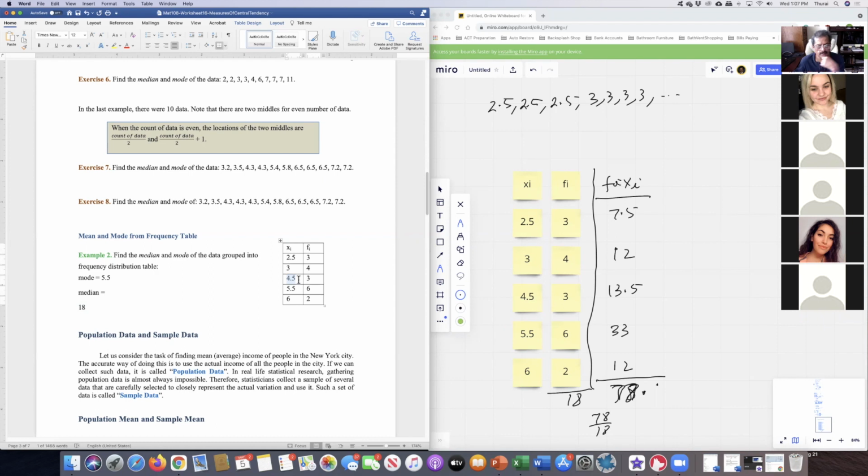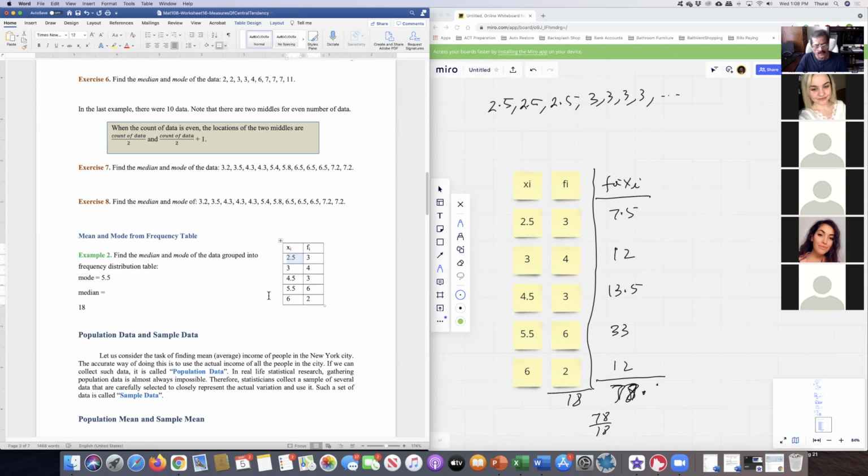Question, Professor. How would we know it's in order? They are in order, 2.5, 3, 4, 5. But sometimes when they're put out on a list, they're not. Oh, if they're not in order, then you have to rearrange them in order. To find median, you have to have them in order. But usually, when they make a frequency table, the data will be in order. They don't make a frequency table in a random order. That's what I was wondering. Thank you. Yeah. So it'll be already in order.